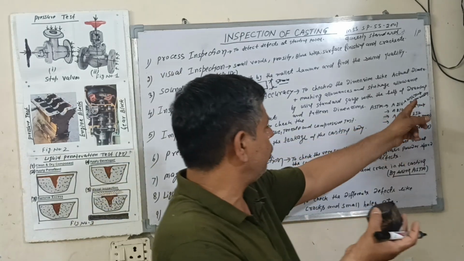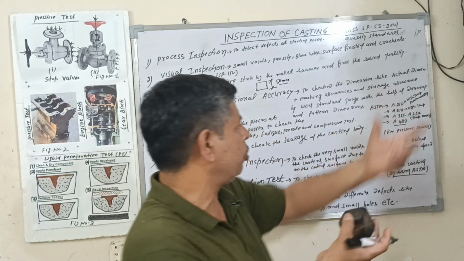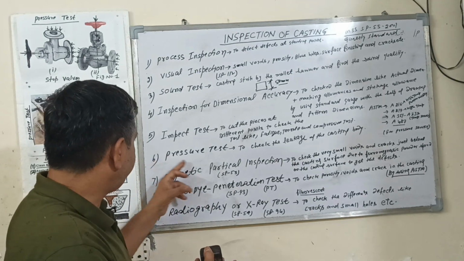So you can use the 216 standard to check the high temperature. Sixth number is pressure test.